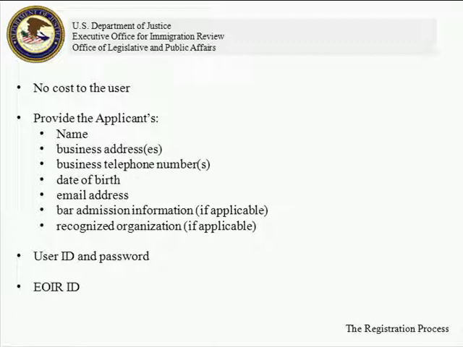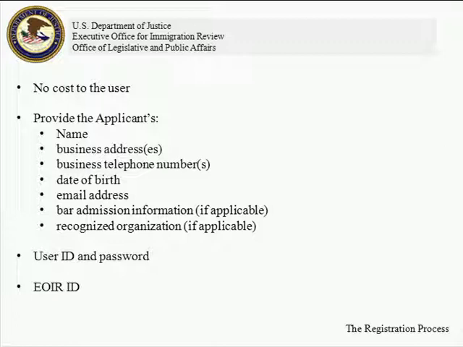What will you need to put in your initial registry process, the online portion? You'll need to provide your name, your business address and telephone number, your date of birth, your email address, and then for attorneys, bar information, and for fully accredited reps, your recognized organization. If you are an attorney, you'll be asked for your bar number. If your state does not have bar numbers, that's fine. It will not be a required field for you.